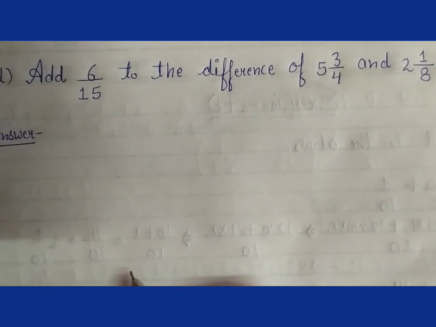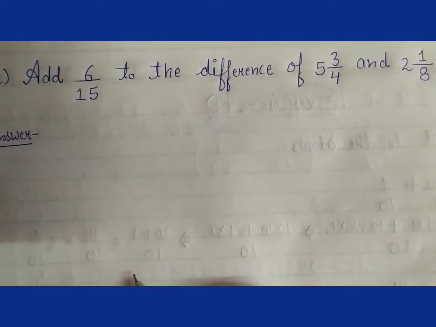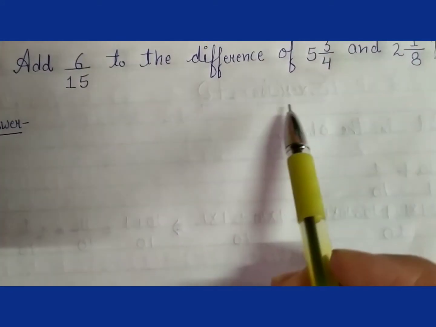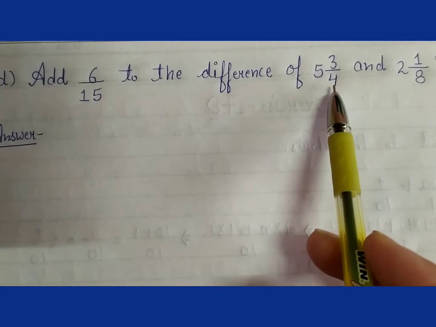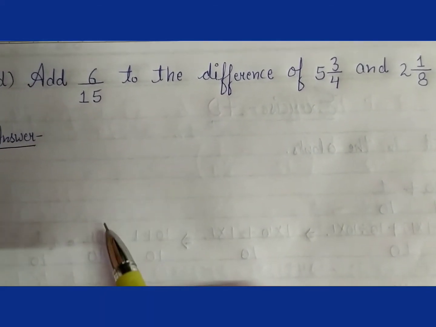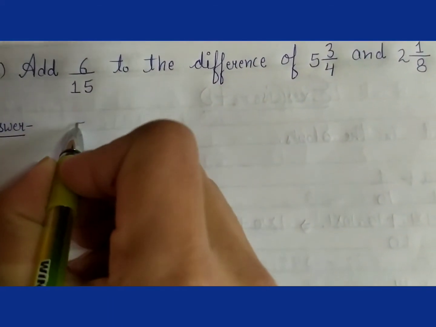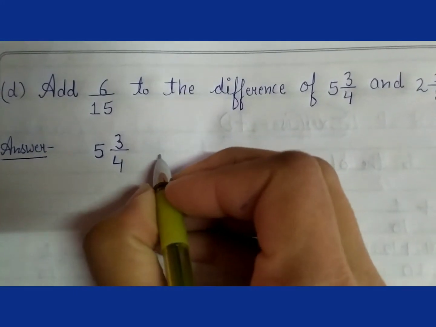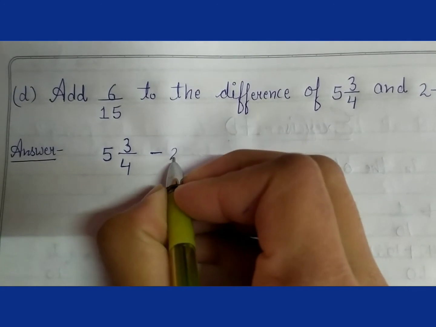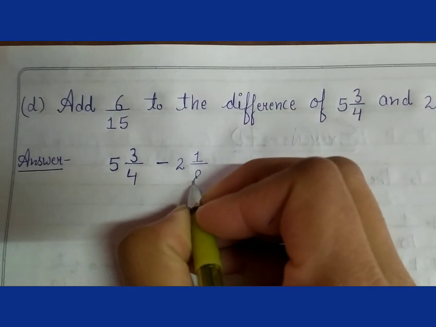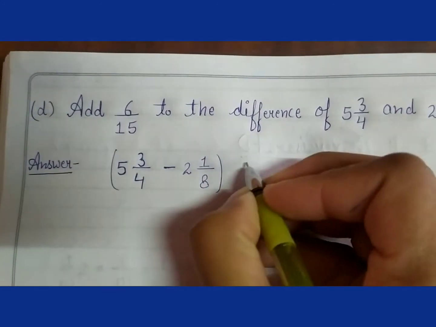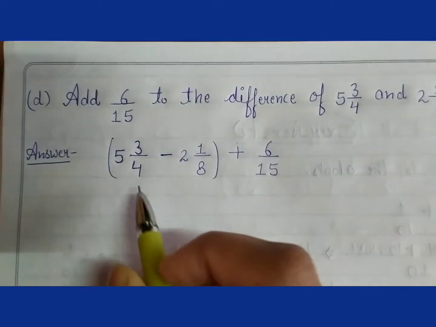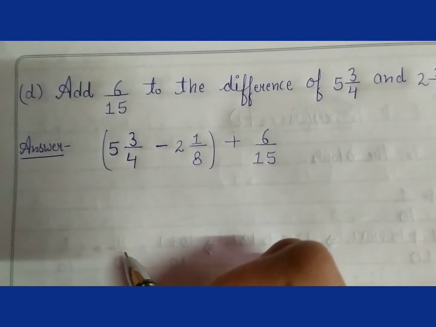The next question is D. Add 6 upon 15 to the difference of 5, 3 upon 4 and 2, 1 upon 8. Children, firstly find out the difference, then add 6 upon 15. Okay? 5, 3 upon 4, subtract 2, 1 upon 8, then add 6 upon 15. Firstly change into improper fraction.